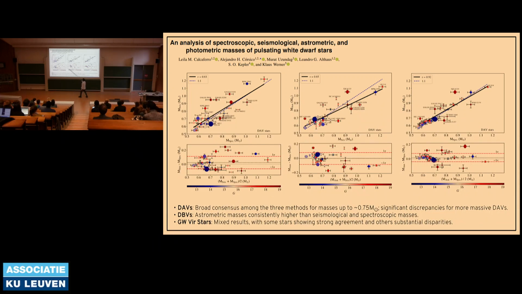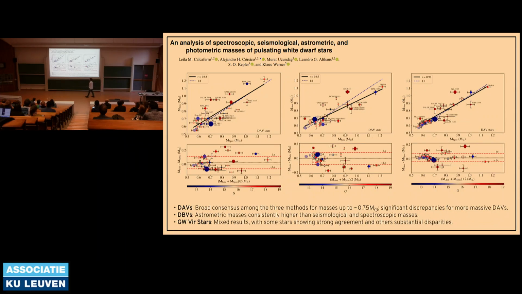So I'm showing you just the DAV stars, and as you can see here is the spectroscopic versus astrometric masses, seismic masses versus astrometric masses, spectroscopic masses versus, again, the astrometric ones. So in this case, seismic ones, sorry. We got a really nice agreement up to 0.75 MSUN, and beyond that, we have scatter. So our models basically work pretty well up to this range. But beyond that, we have some significant scatter. But of course, as you can see here, maybe there is low number statistics as well, right?